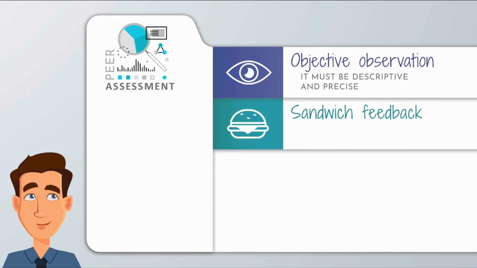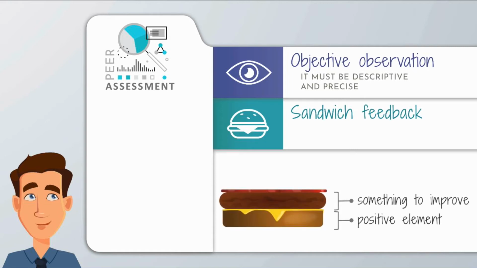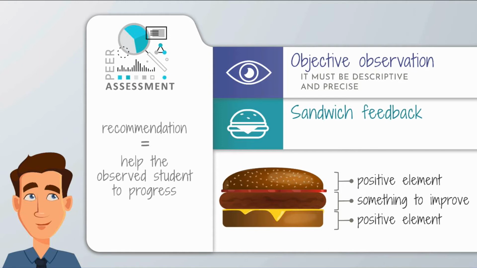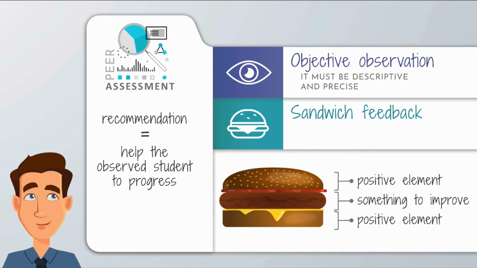Sandwich feedback. This involves first identifying a positive element of a student's oral communication, then an element for improvement or a constructive comment, and finally another positive element. This last element can be replaced by a recommendation for a future presentation, which will help the observed student to progress.